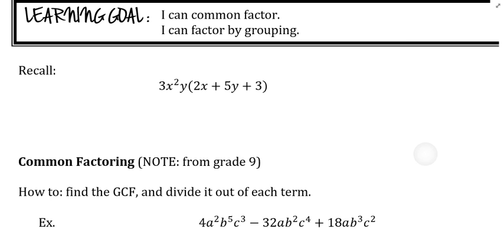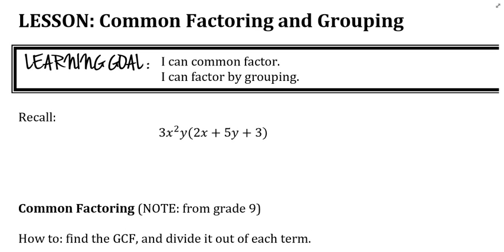Okay, so we're doing two different kinds of factoring. We're going to start with common factoring. It should be kind of familiar. Once we've done a few examples, you should be able to follow along fairly easily. The factor by grouping is a little bit wonkier, but don't worry, you'll get there eventually.